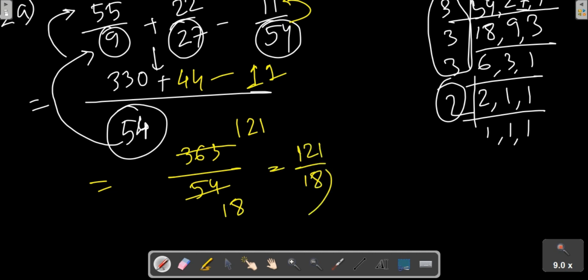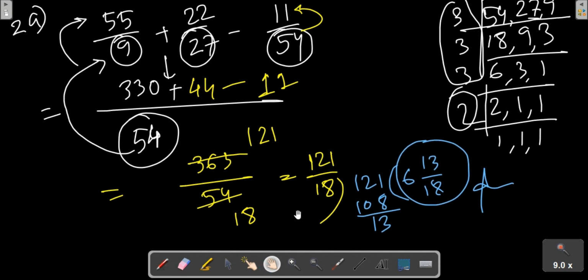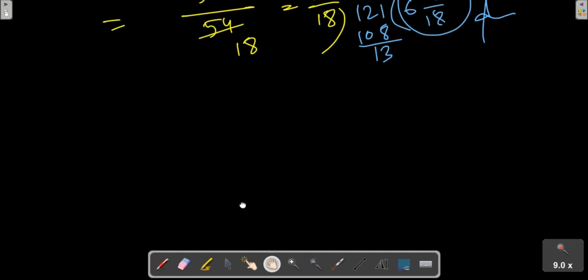Now as it is an improper fraction, you need to change it to a mixed fraction. So let's divide it now. So 18, if I give with 6, it's 48, 4 carries, so 108. So it's coming 6 and 13 by 18. So yeah, it's the answer. This is the answer. So we have got the simplification, the simplified value. Okay, so I hope it's very much clear. I'm moving towards the next sum.